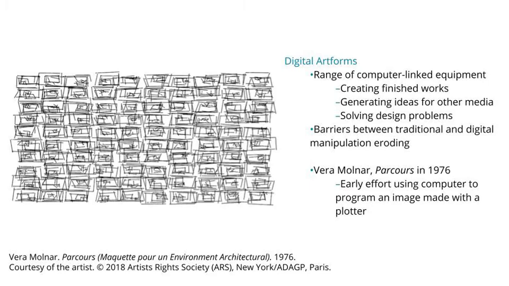So here's an example. This is Parcours by Vera Molnar, and it was made in 1976. It was a very early effort in using a computer to program an image by making the computer actually plot the lines itself. So this image was created by a computer, and that was kind of new at the time. Now we've got AIs that could make anything that you possibly want as long as you feed it some examples. But at the time, this was very new and exciting.